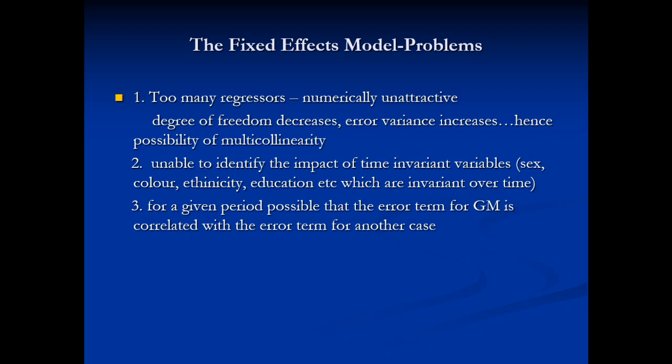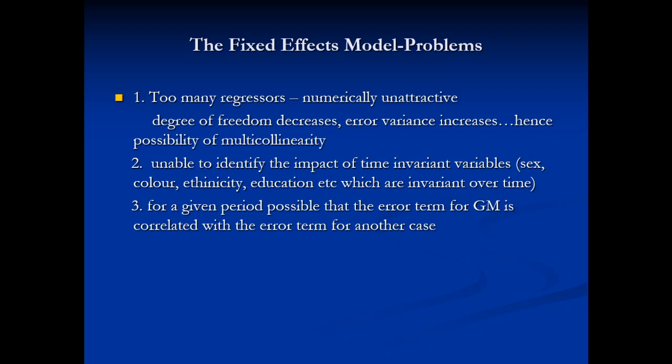And what is the problem there? You will have different cases, i cases and t times, so there will be lots of regressors. Too many regressors are numerically unattractive. That is a problem of multicollinearity. And in this case, we are unable to identify the impact of time invariant variables, for example sex, color, ethnicity, education, etc., which are invariant over time.